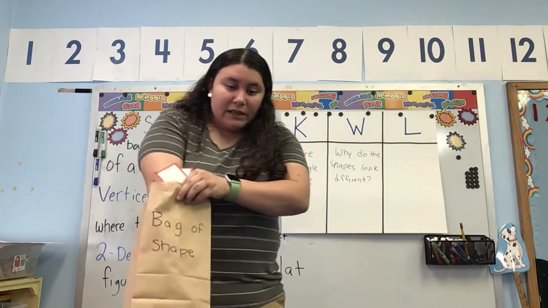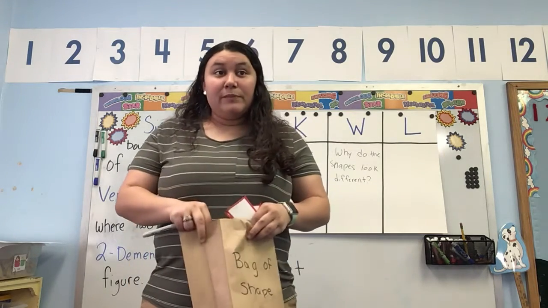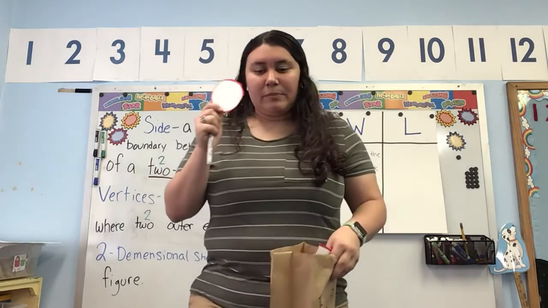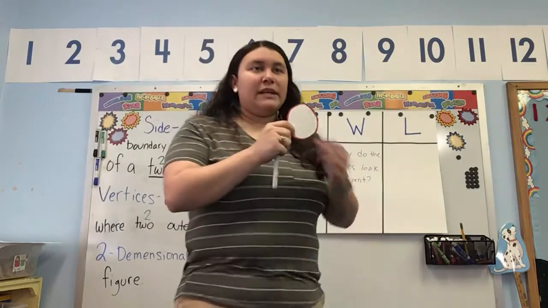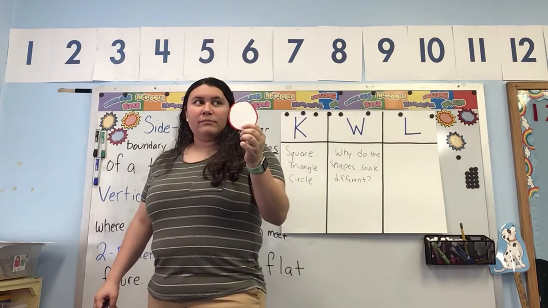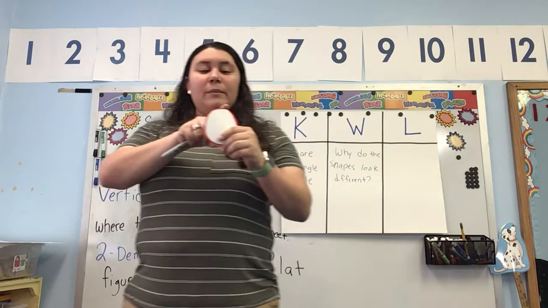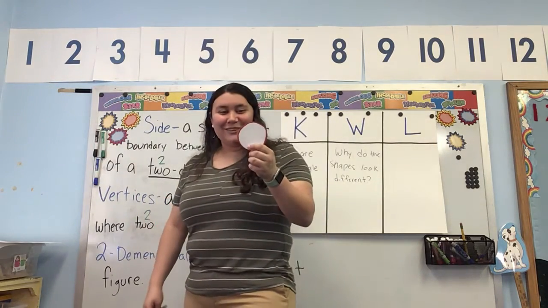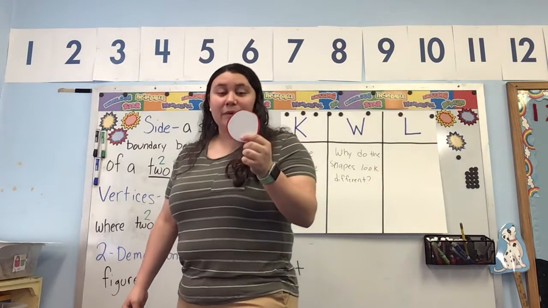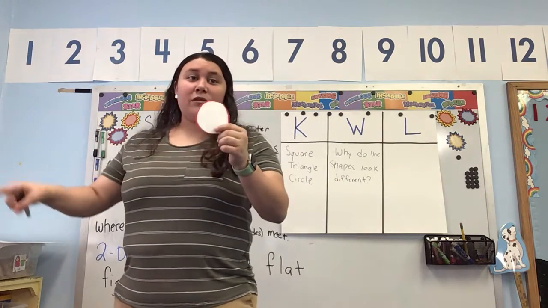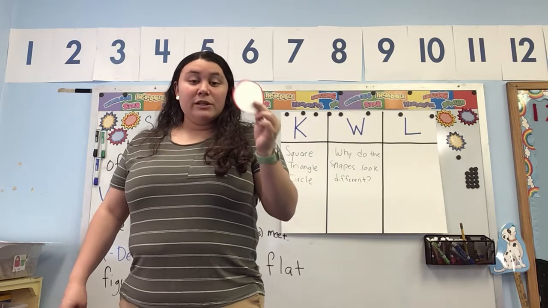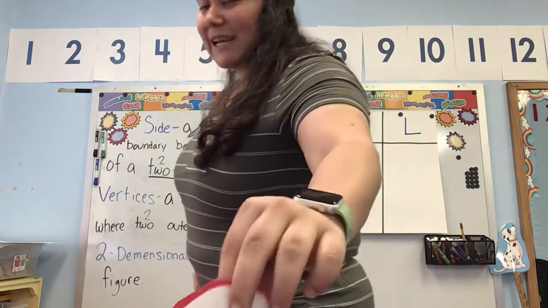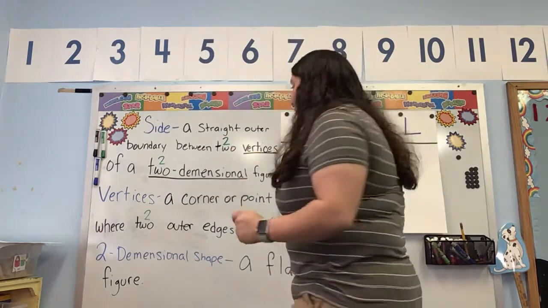Now, Melody had this shape earlier, and we noticed it didn't have any points, right? So let's count how many sides this shape has. Can anybody tell me how many sides this shape has? All right, well, let's follow our finger. Remember, it has to be a straight line. Oh, there's no straight lines on this circle. There's no straight lines on this shape, right? I can't put my finger and go straight across on any part of this shape. So how many sides does this shape have? 0, correct?